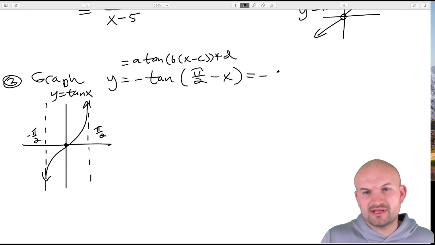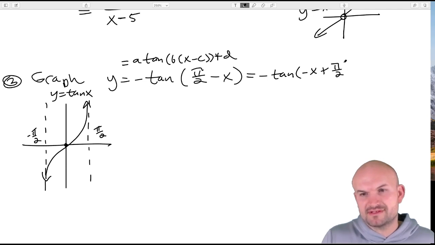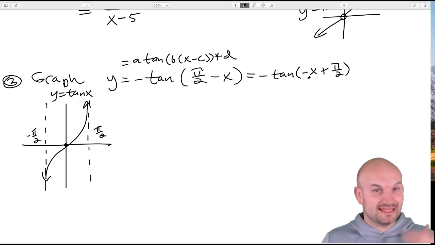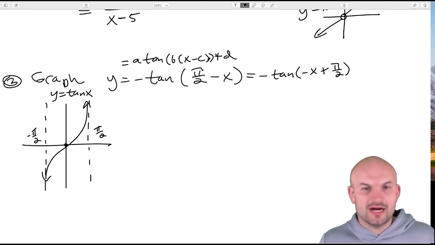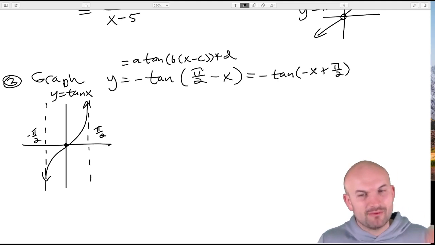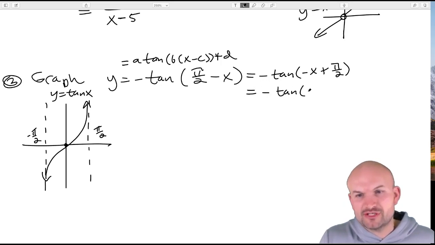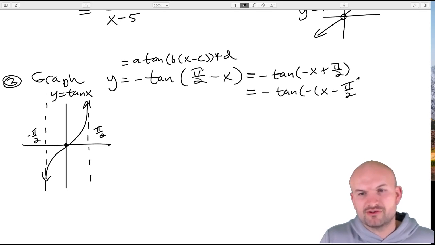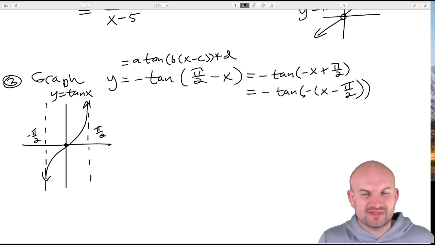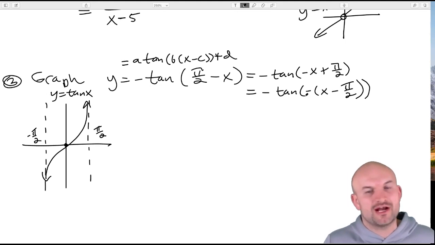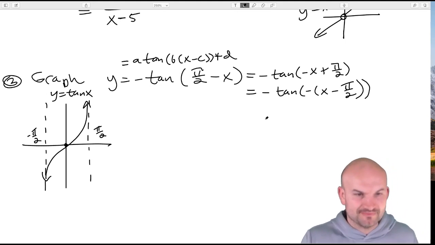So I'm going to write this as negative tangent of negative x plus pi halves. Now, a lot of people might think that is the final answer, or at least in this format, but it's not. We want to make sure we have that second set of parentheses. This only happens when you have that b, but you want to make sure that you factor out the b. Usually with negatives, that's where a lot of students make their mistakes. Remember, you've got to make sure you factor out. Now it's in this format.